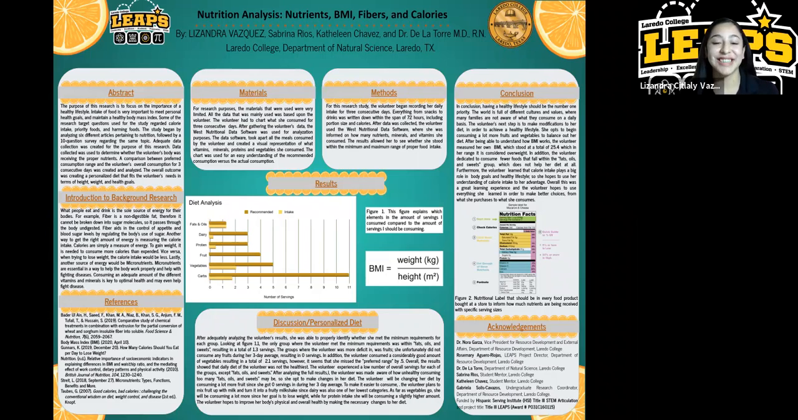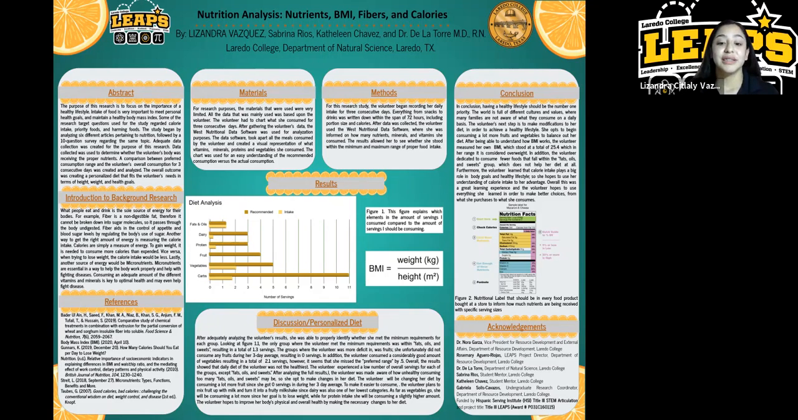In addition, the volunteer consumed a considerably good amount of vegetables, resulting in a total of 2.1 servings. However, it seemed that she missed the preferred range by 0.5. Overall, the results showed that the daily diet of the volunteer was not the healthiest. The volunteer experienced a low number of overall servings for each group except the fats, oils, and sweets. After analyzing the full results, the volunteer was made aware of how unhealthy consuming too many fats, oils, and sweets may be. So she opted to make changes in her diet.